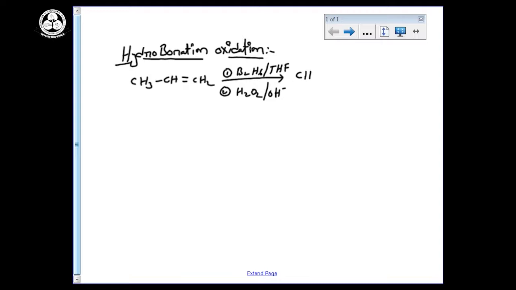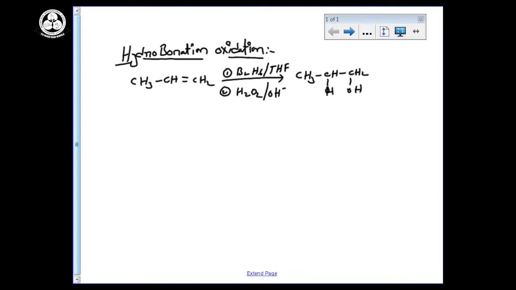Below, then we can get CH3 CH2 CH2 OH. Previously, in acid catalyzed hydrolysis, we are following the Markovnikov rule. So, what is Markovnikov rule? Hydrogen is attached to the double bonded carbon atom having more number of hydrogens. Markovnikov rule we are following, and we are adding the hydrogen to the double bonded carbon atom having more number of hydrogens. But here, in hydroboration oxidation, it follows the anti-Markovnikov rule.